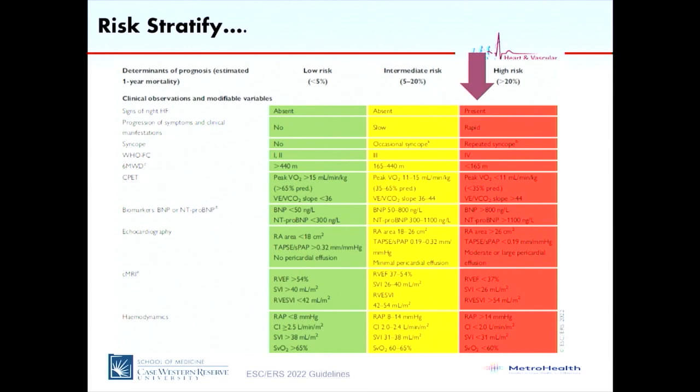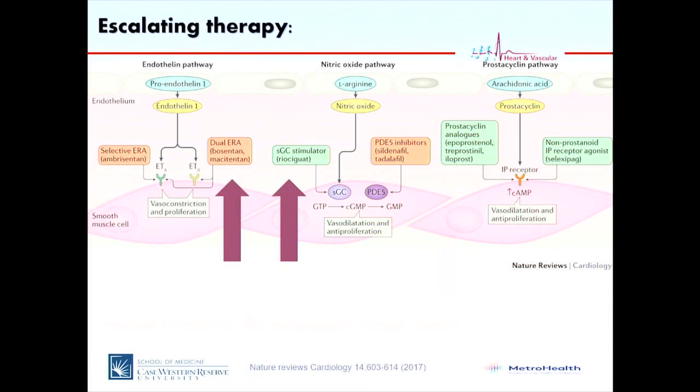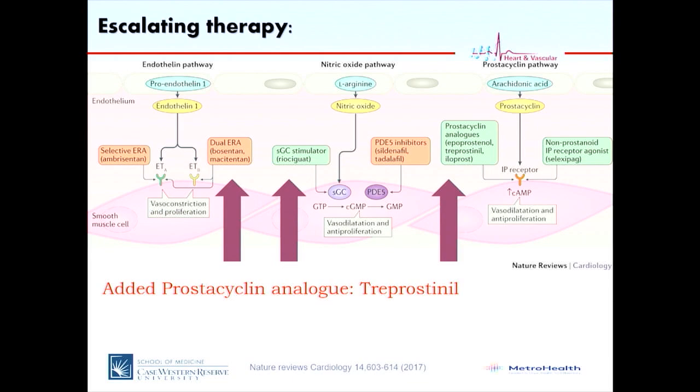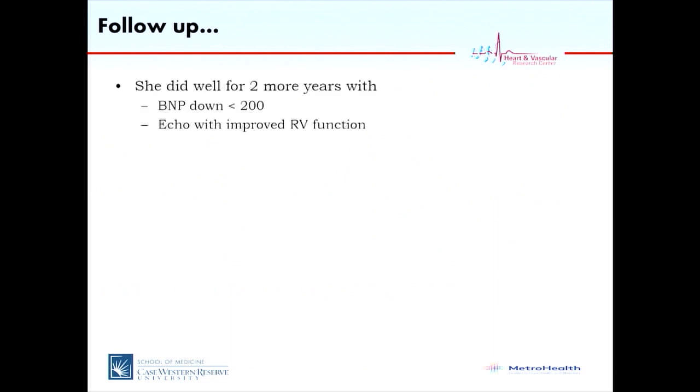Now she is in a high-risk group, and we decided to add the third agent. So as you see here, it's a stepwise approach. Those patients need very close monitoring and an escalation of therapy as it goes. So we added the prostacyclin analog, initially with infused treprostinil, but she was overwhelmed with the infusion, and we switched her to what was, at that time, the newly approved oral treprostinil, Orenitram.